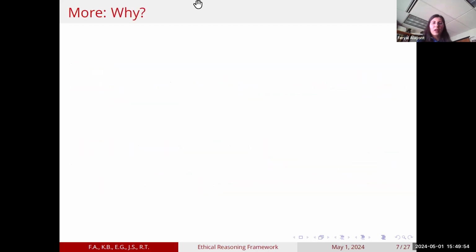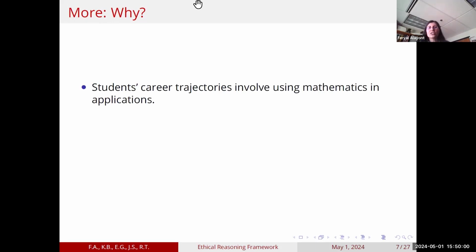our mathematical modeling problems. And more practically, why do we really need to teach this? Well, our students' careers, especially for service courses or applied math majors, those types of students, are going to involve using mathematics in applications in real life. They're not just going to be solving theorems. Even those students who are solving theorems, doing theorems, or just teaching, they will be doing ethical reasoning.